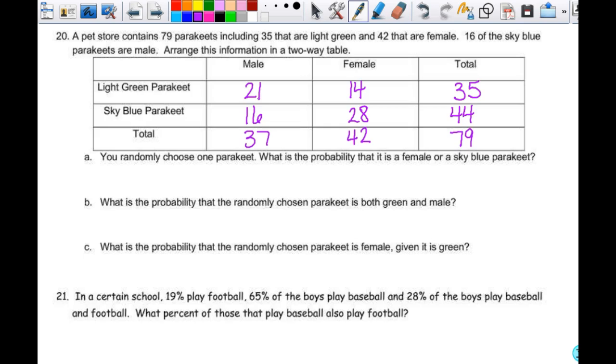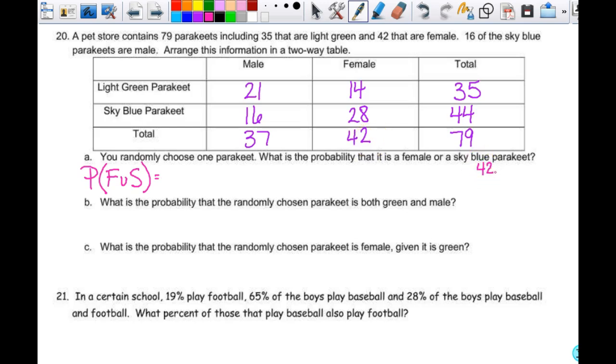Okay, so we randomly choose one parakeet. What's the probability that it is a female or sky blue parakeet? So I'm looking for the probability of female or sky blue. These are not mutually exclusive events because I can get one that's female and sky blue, so I can't do the two separate ones and add them. But I can look at my total for female, which is 42. So I'm going to use 42.